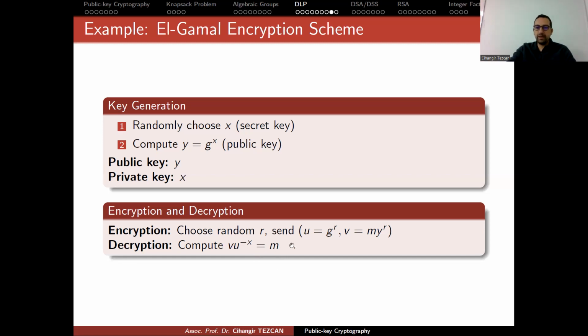So anybody capturing U or V should have a way of solving the discrete logarithm problem to capture R or anything else. Or similarly, once you publicly share your public key Y, the attacker knows this value Y. They also know the group generator G. So if they can solve the discrete logarithm problem, they can capture X.